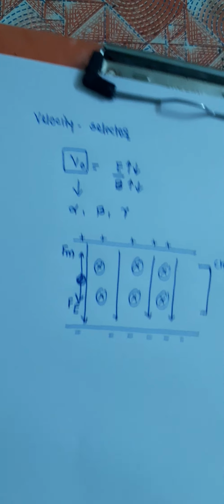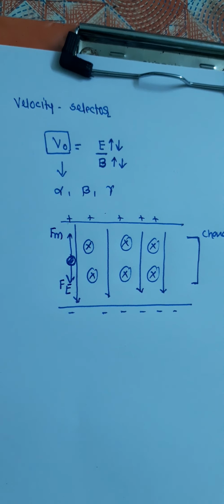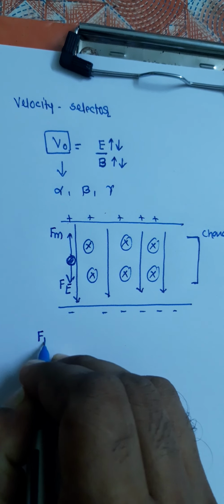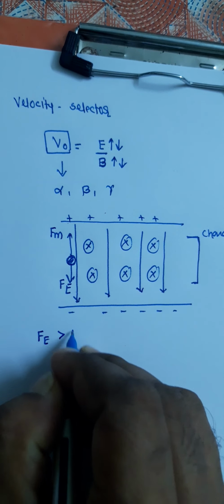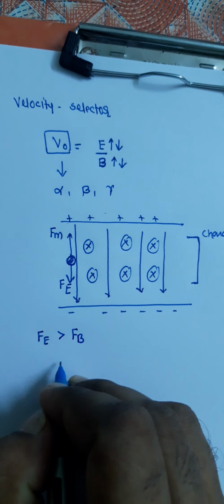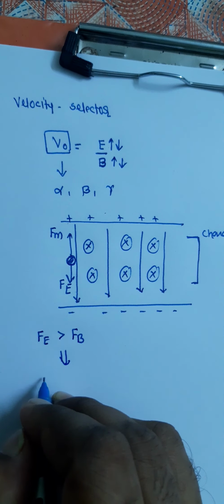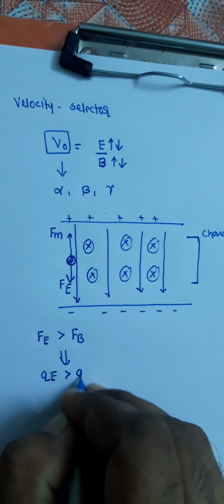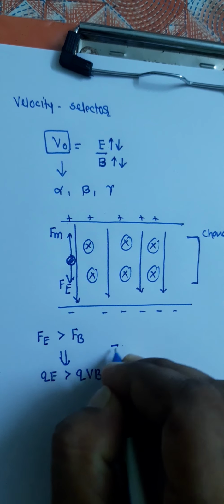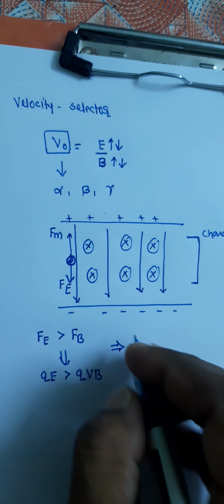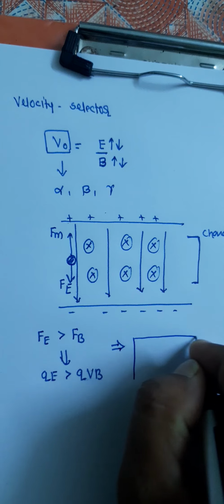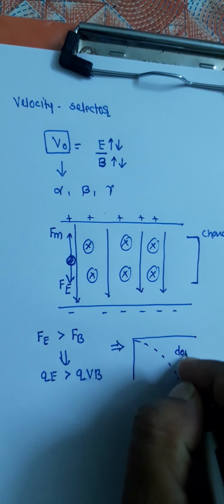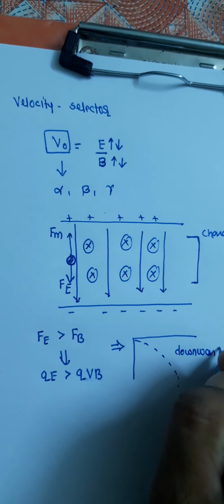And I already told you about three conditions. What are those three conditions? When Fe is greater than Fb, meaning QE is greater than QVB, we have seen the path according to this. This particle will perform a downward parabola.